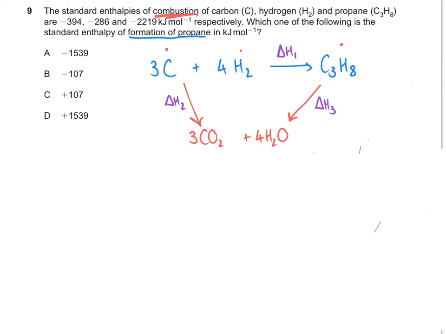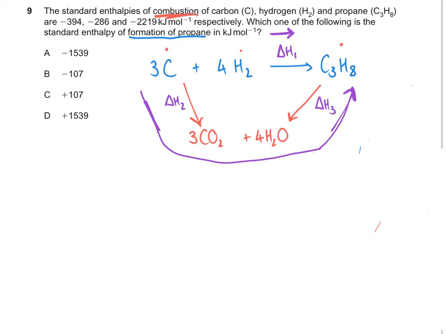So remember, Hess's law states that the enthalpy change for a reaction is independent of the route taken. So it doesn't matter which way you go, provided your initial and final conditions are the same. So we want to know this way, but we don't have that information, but we will have the information for this way and for this way.